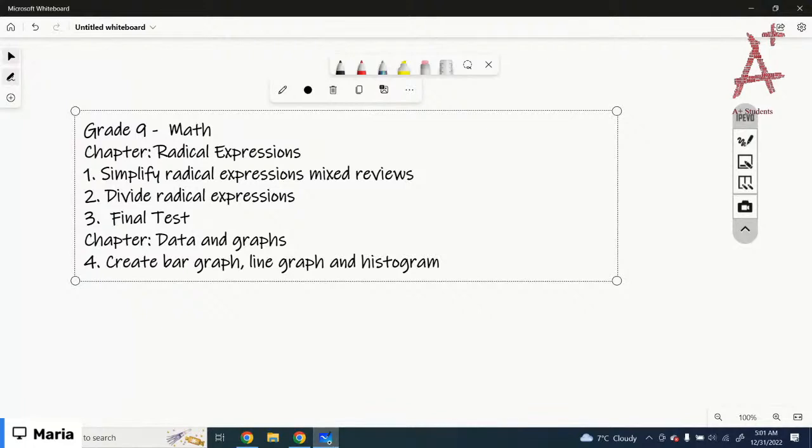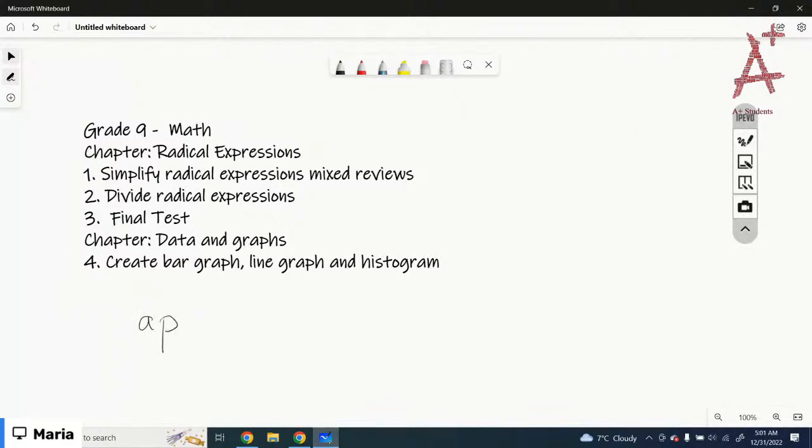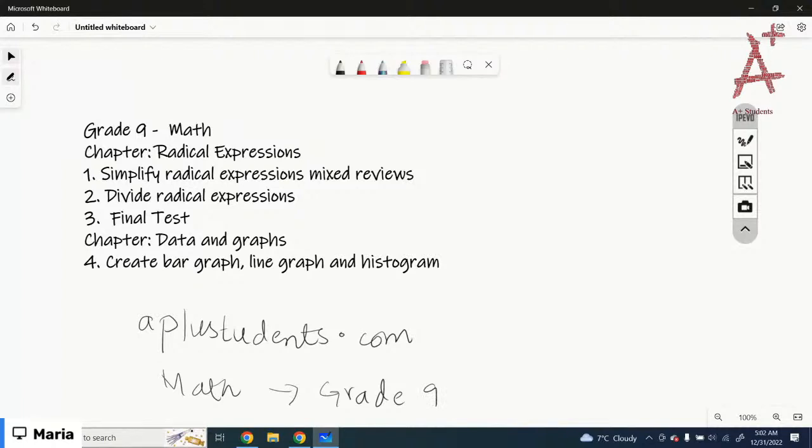So you can find all the lessons on aplusstudents.com. You have to log in there using your email address and password as provided by the administrator. Then you have to select math from the subject tab. Scroll down to grade 9 math. There you can find the list of the chapters.